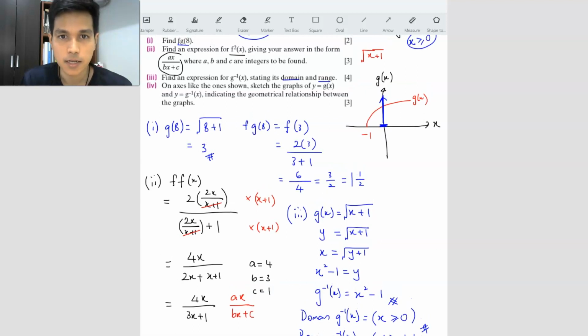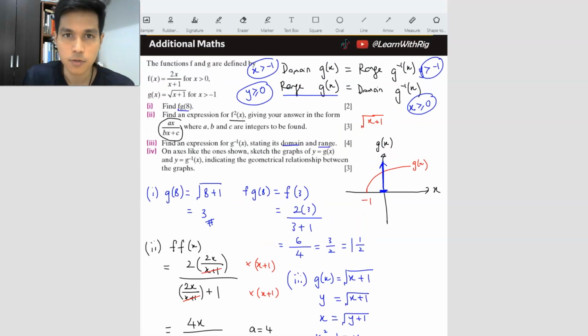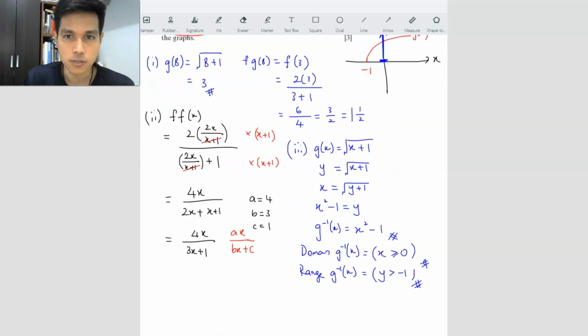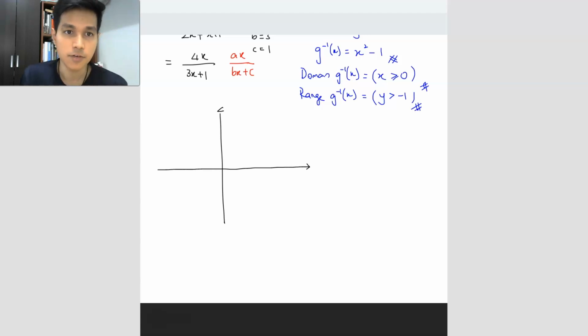Alright, last question, what they asked for. On axes like the ones shown, sketch the graph. So they want you to sketch two graphs here. The first graph is y equals gx, and the other one is the inverse function, and then indicate the geometrical relationship between the graphs. I also taught you this in the previous video on the inverse function. I told you that when you draw a graph, the forward function and the inverse function are reflected. It is reflected at the line y equals x.